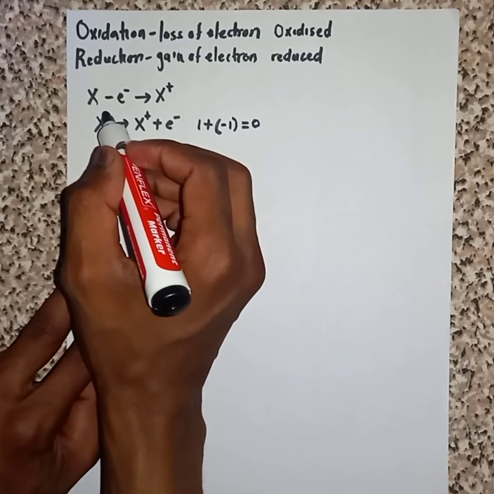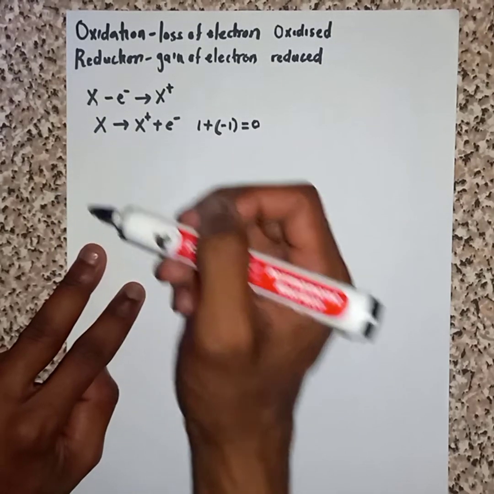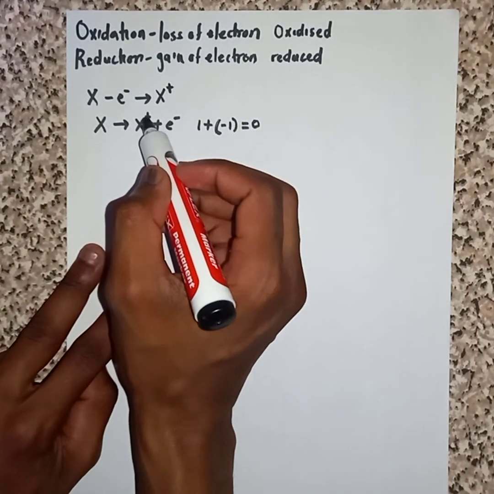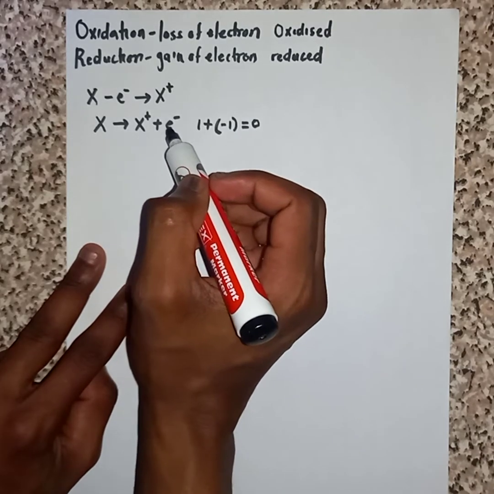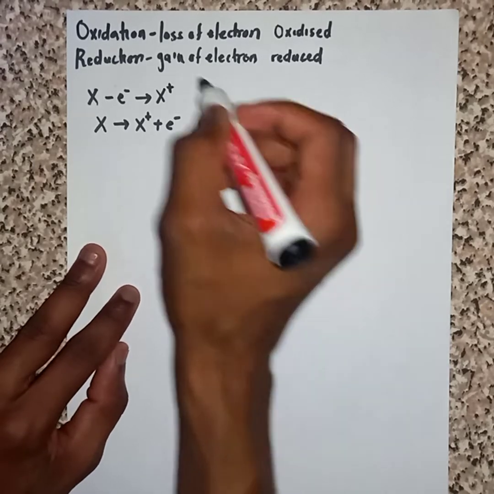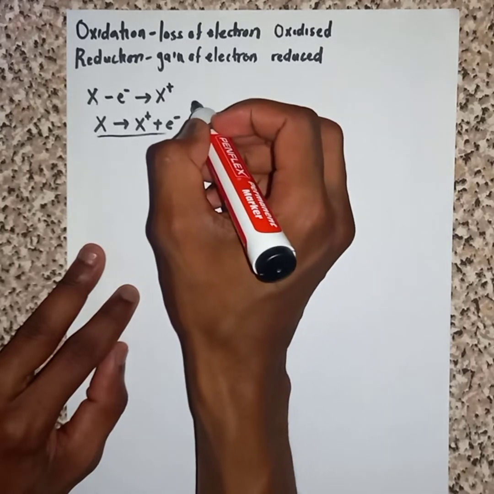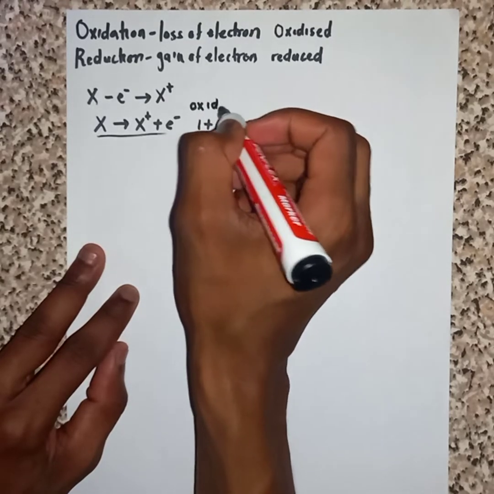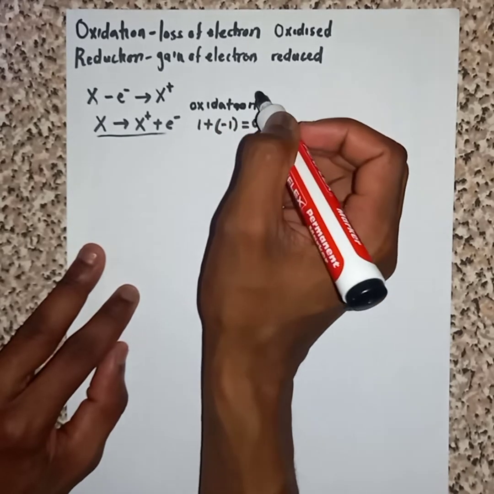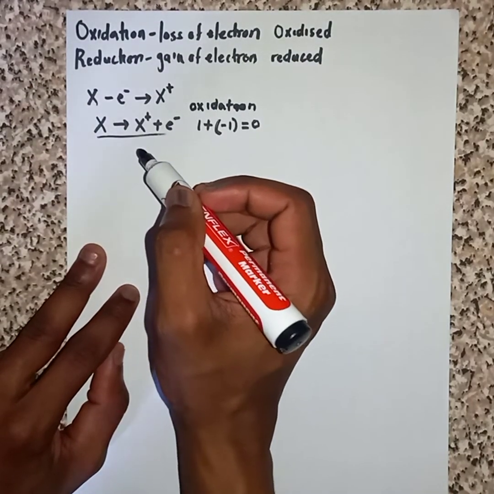On my left hand side, X is 0. It simply implies that it is a neutral atom. Same if I add plus 1 with minus 1 of my electron, I'm going to get 0. It is balanced. Now this situation, we say it is oxidation. When your electrons are on the right hand side, we say it is oxidation.